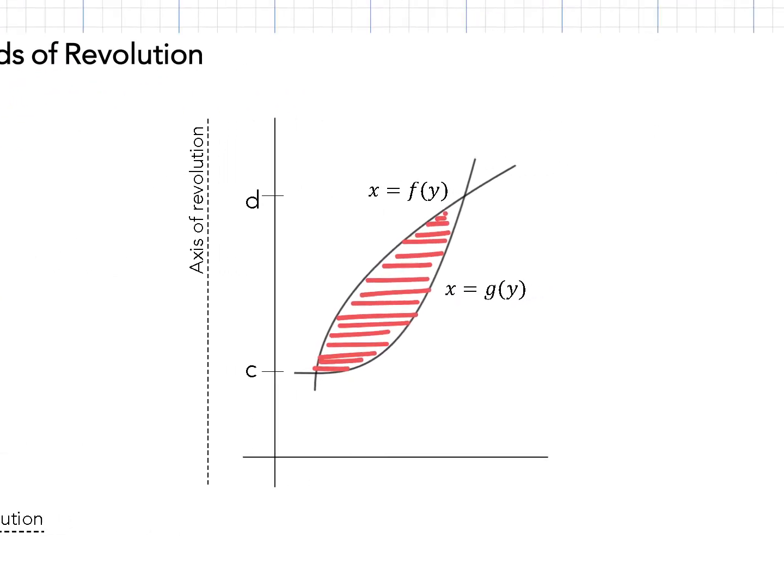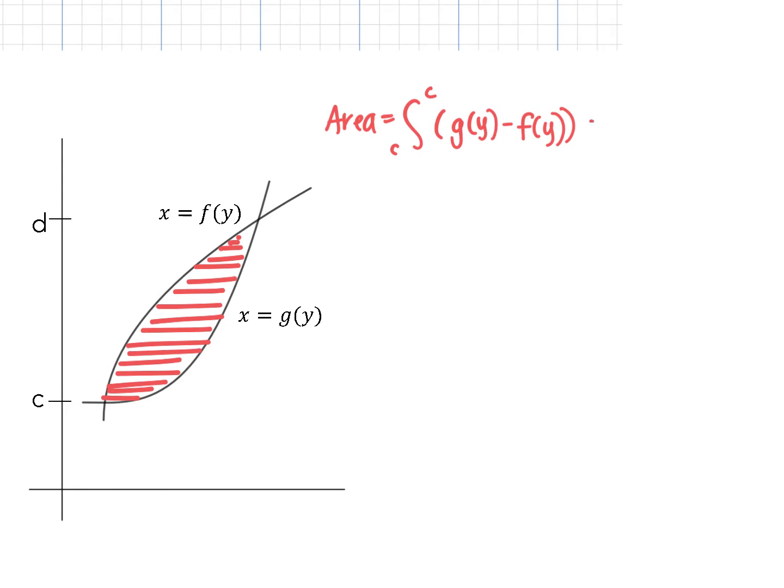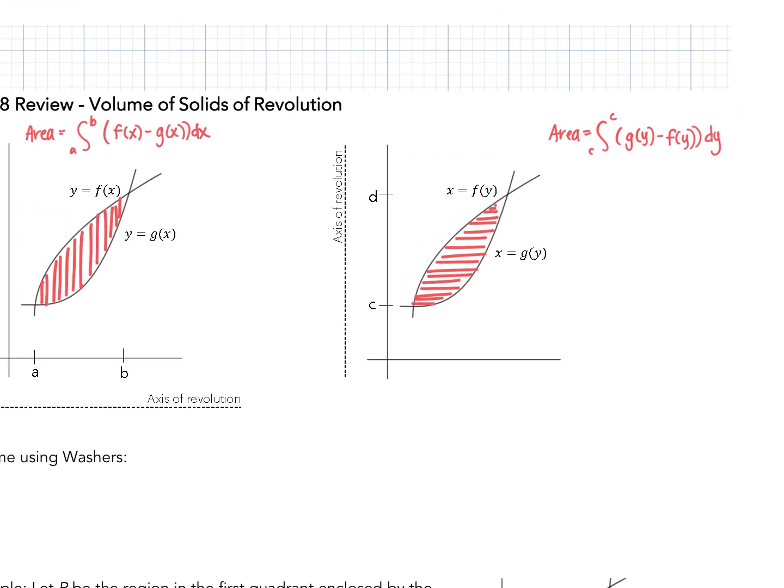But if you're finding area in terms of y, then your bounds will be c to d, and you're going to start with the g of y function instead, and then f of y dy. So you're going from, think right, upper to lower, and right to left.